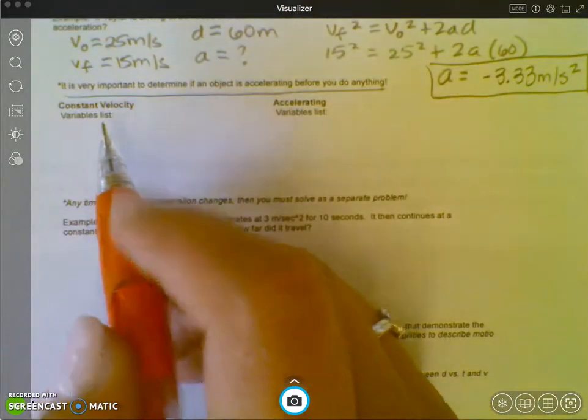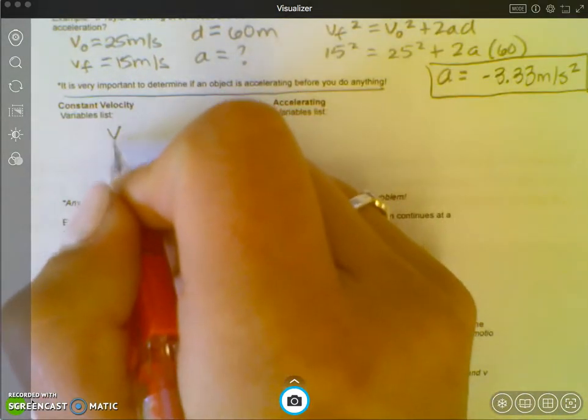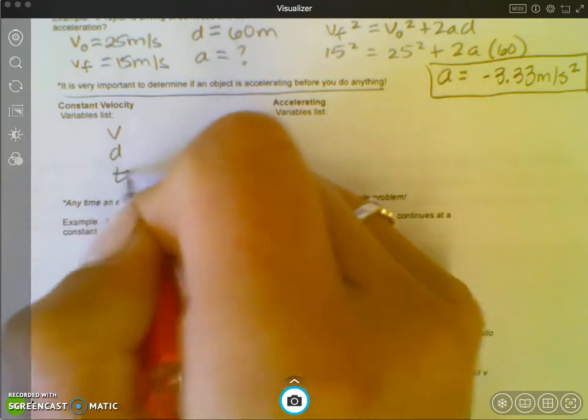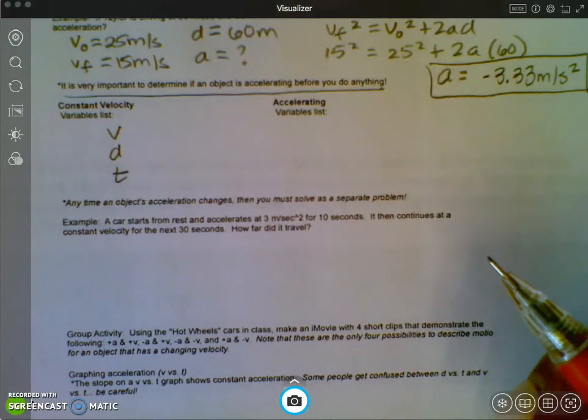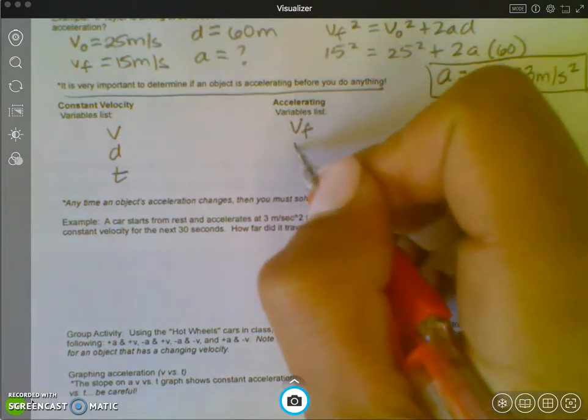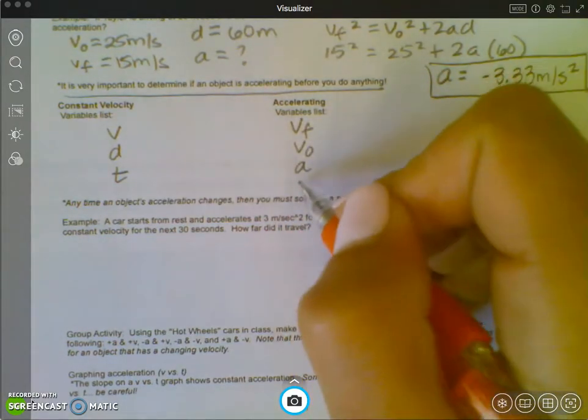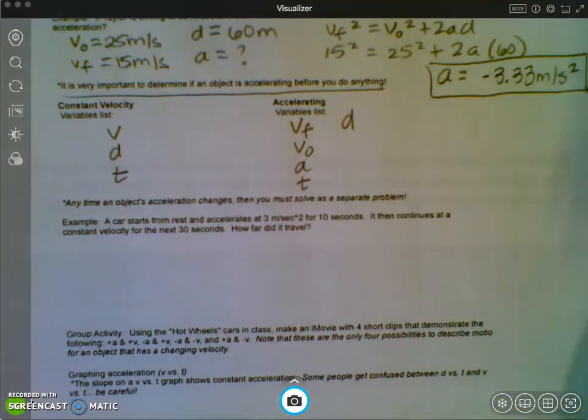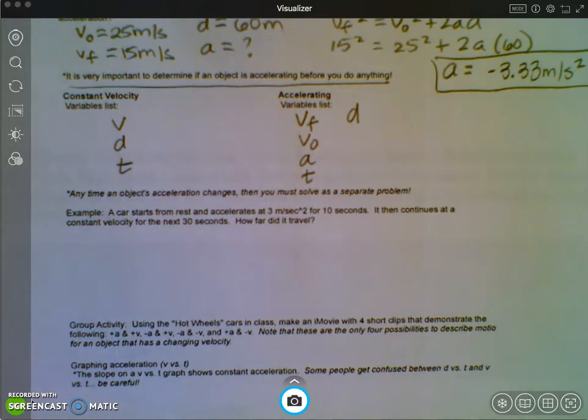Remember that in constant velocity, the variables list is very simple. You have velocity, displacement, time. That's it. Okay. If something is accelerating, you have final velocity, initial velocity, acceleration, time, and displacement. Okay, so it's very different lists. So you need to remember that.